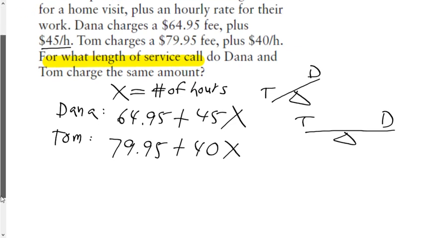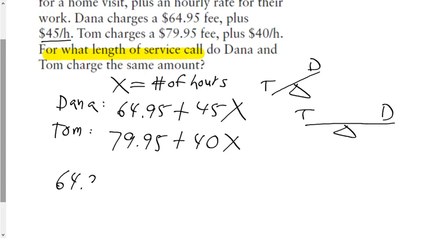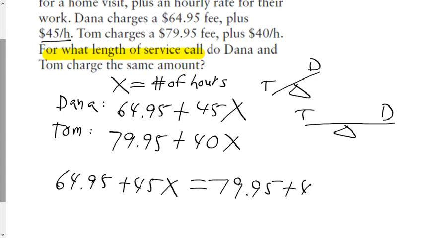And therefore, the equation we can make is $64.95 plus 45x, that's Dana's, must be equal to $79.95 plus 40x, when x has a shared common value where both sides are now made equal. Does that make sense? There is a value for x in which both of those will be equal. We're going to figure that out now.